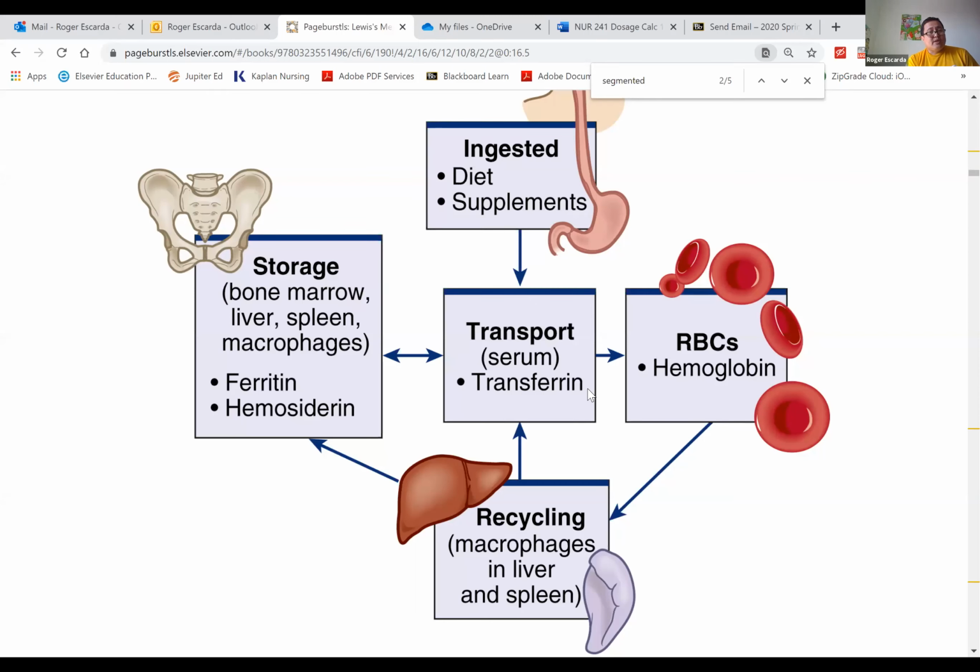For instance, what have you learned? What do you need to take with iron in order to absorb it? Vitamin C. Vitamin C. So that's an example. Same thing. What do you remember from A and P? What enzyme do you need in order to absorb vitamin B12, which is produced by the stomach? What is that enzyme?